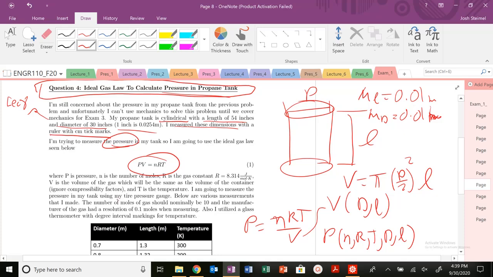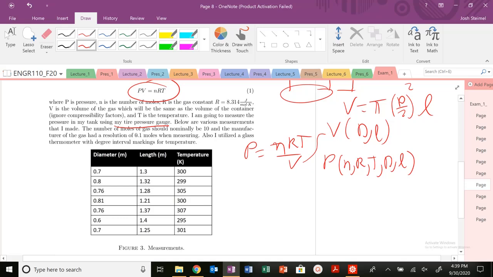Measure the pressure in my tank using my tire pressure gauge. So below are various measurements that I made. The number of moles of gas should nominally be 10. So N is equal to 10 moles on average, again, like our x bar for N. And the manufacturer says the gas has a resolution of 0.1 moles. So there's some uncertainty in N equal to 0.1 moles.